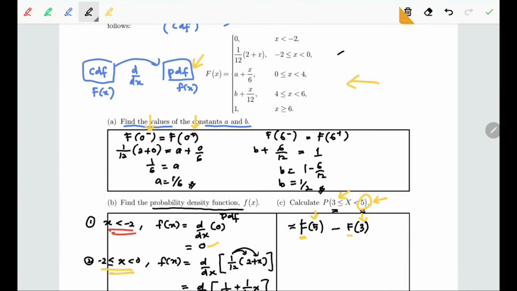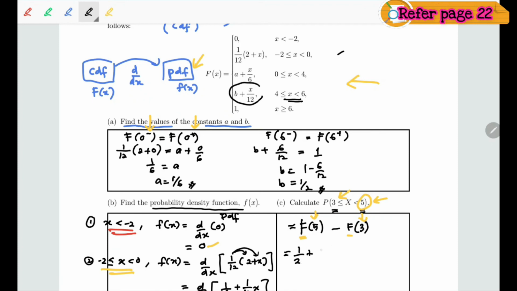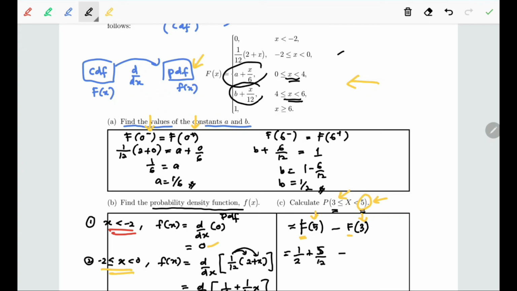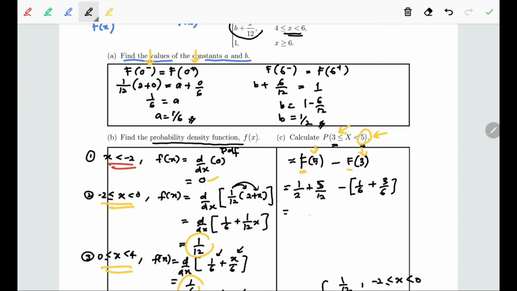So we're going to substitute 5. Check where the 5 is. 5 is in between 4 and 6, so we're going to substitute here. F(5) should be b, which is 1 over 2, plus x over 12 with x is 5, minus F(3). For F(3), we have to check where it is. F(3) should be in between 0 and 4, so we substitute into this one: a, which is 1 over 6, plus x over 6, where x should be 3. Calculate, and at the end you will get 1 over 4 as the final answer for part C. So that's all for the last example.